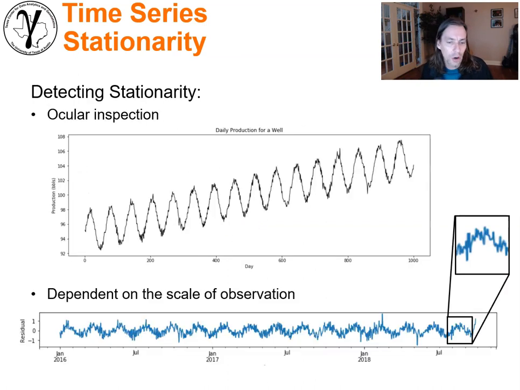What about stationarity in time series? Well, how do we detect stationarity? Well, there always is ocular inspection. Sorry, but it is a good idea. Use your eyes, look at the data, see what's happening.